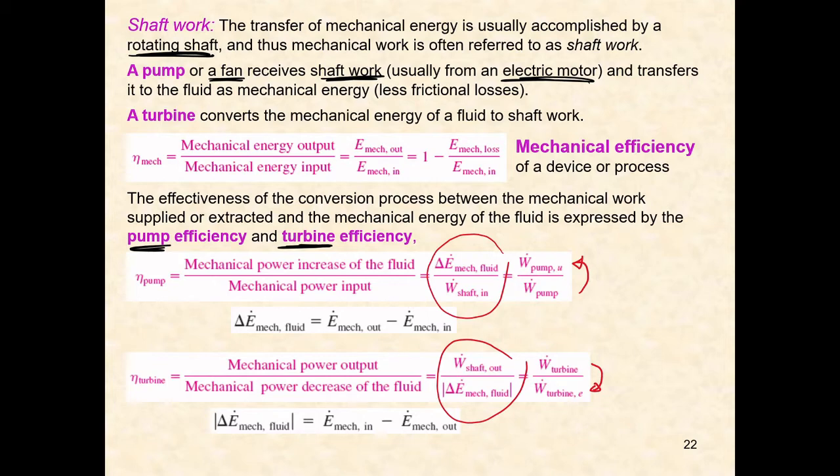Okay, so shaft work is a transfer of energy either from the motor to the shaft or from the turbine to the shaft. If it is a pump, there will be electrical energy from a motor to the shaft, and then from the shaft to the water, because you're using a pump. If you are using a turbine, the energy will be coming from the water to the shaft, and from the shaft to the generator, something like that. So shaft work, the transfer of mechanical energy, is usually accomplished by a rotating shaft, and thus mechanical work is often referred to as shaft work.